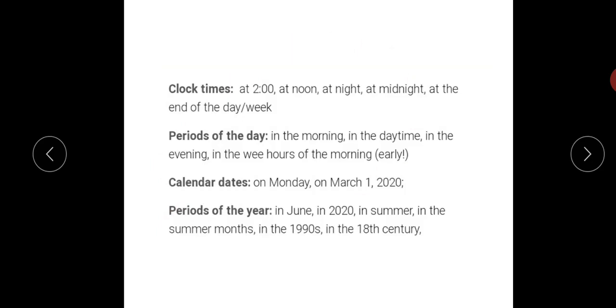Like when you say clock times, at night, at 2 o'clock, at 1 o'clock, at 3 o'clock, at noon, at midnight, at the end of the day, at the end of the week. And when you say periods of the day, in the morning, in the daytime, in the evening, so that is "in". Calendar dates சொல்லும்போது on Monday, on March 1, so that is when you say calendar dates. And when you say periods of the year, months எல்லாம் சொல்லும்போது in June, in 2020, year சொல்லும்போது in summer. Okay, so I think this should be clear with you.